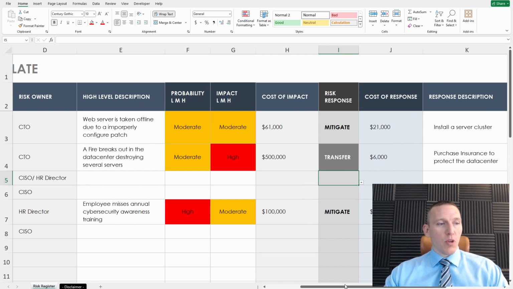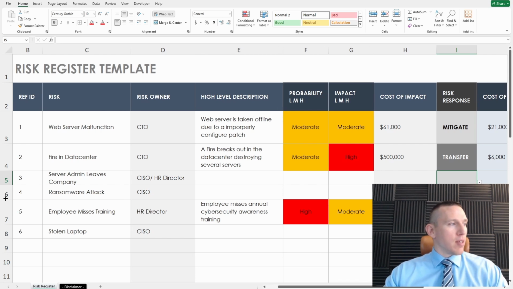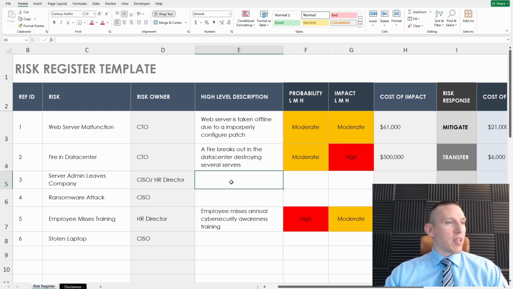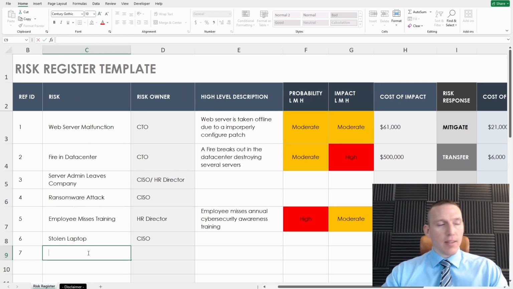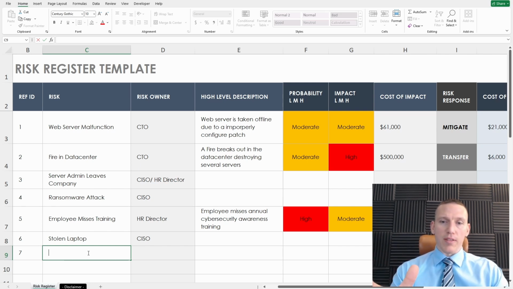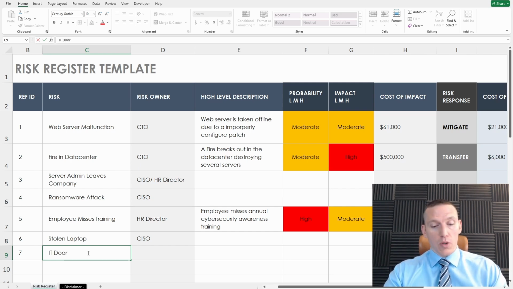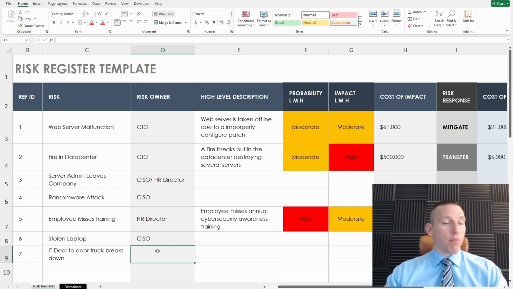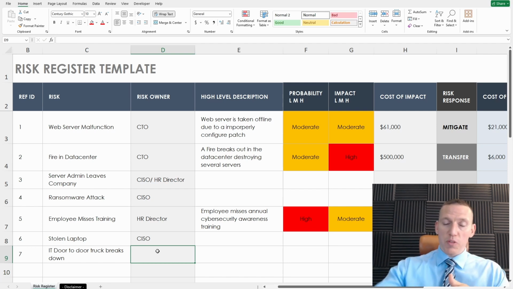Now, avoiding a risk would mean that we're avoiding the business process altogether. Okay, so let's see. Server admin leaves company. I don't see that that would be a way we can avoid it. Let's add a new one here. When we avoid risk, we want to avoid an entire business process. So maybe we can have a business process of door-to-door IT services, where we drive to a location and we provide IT services on location, on demand for small businesses. Okay, and then we can have maybe IT door-to-door truck breaks down. So maybe we have a truck that we have in the organization that we use to drive our people to various businesses to do IT services.